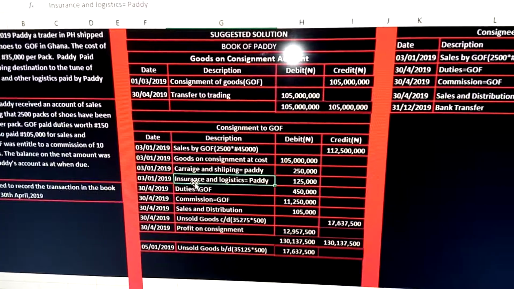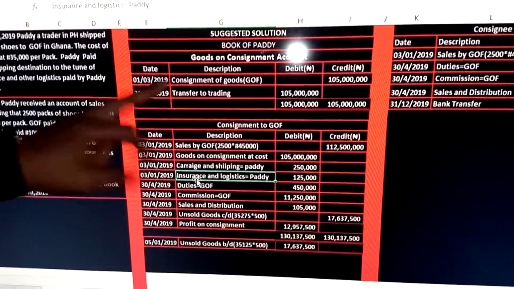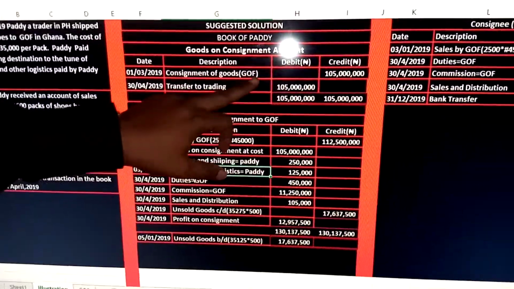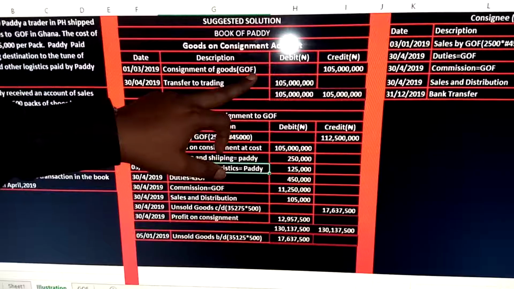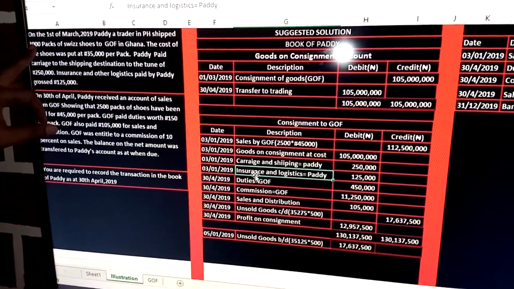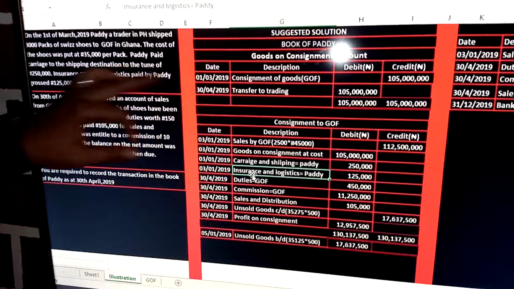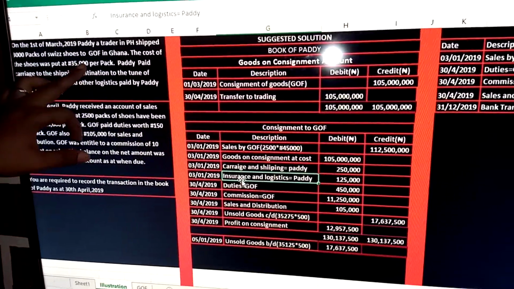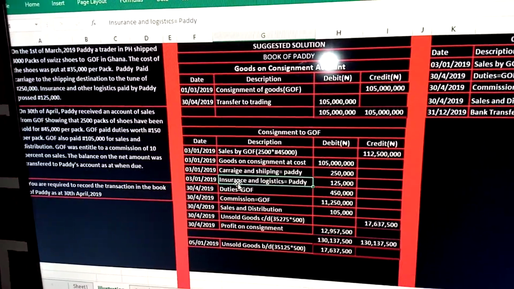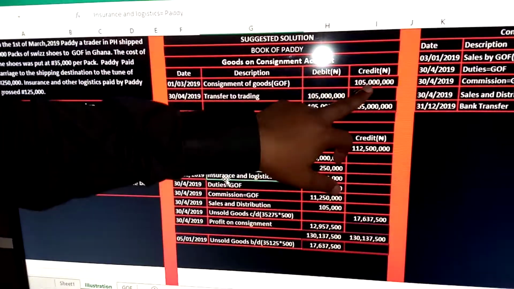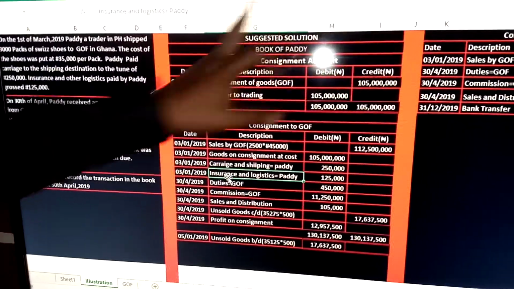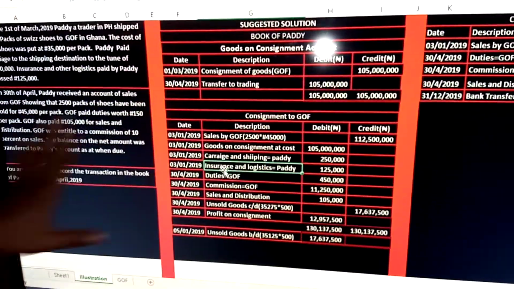The question says 1st of March, so we have 1st of March 2019. Consignment of goods to GOF. What was consigned? We have 3,000 packs of Swiss shoes, and the cost is 35,000 naira. If you multiply 35,000 naira by 3,000, you have 105 million. This is what you're transferring to the trading account in April.